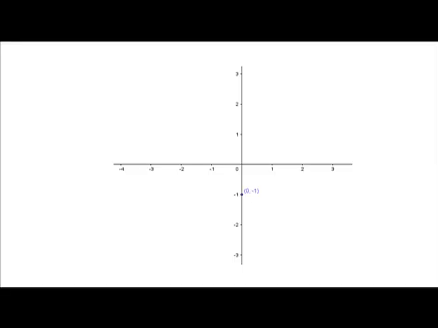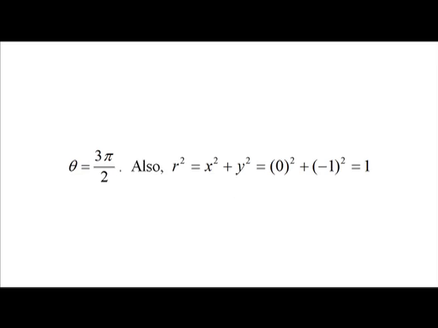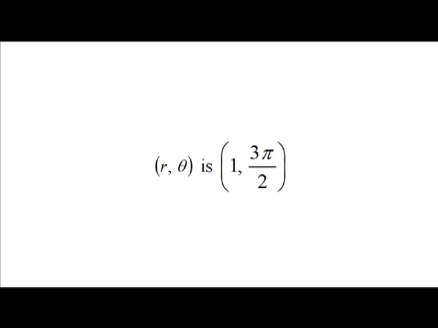As another example, we find the polar coordinates corresponding to the Cartesian coordinate (0, negative 1). Clearly, the point lies on the line of intersection of third and fourth quadrants, and hence a value of theta is equal to 3 pi by 2. Also, r square is equal to x square plus y square, which is equal to 0 square plus negative 1 whole square, which is equal to 1, which implies r is equal to 1. Hence, one value of (r, theta) is (1, 3 pi by 2).